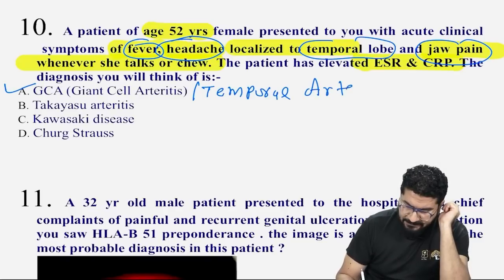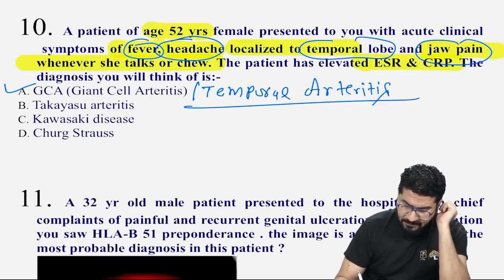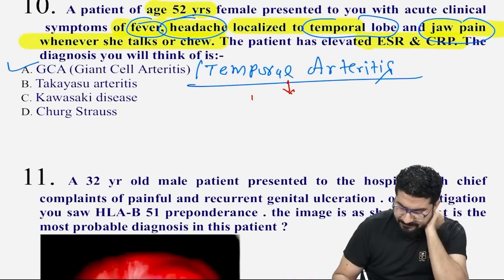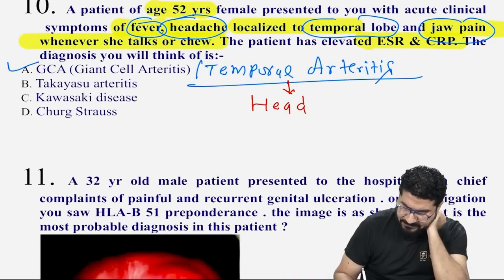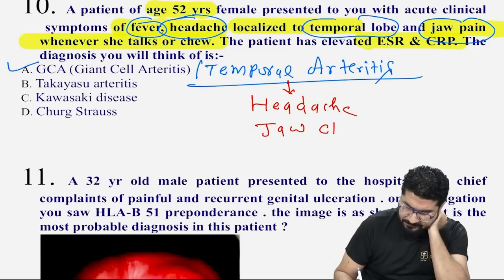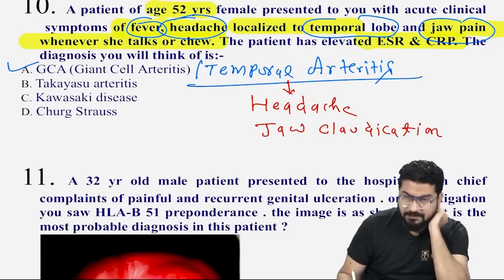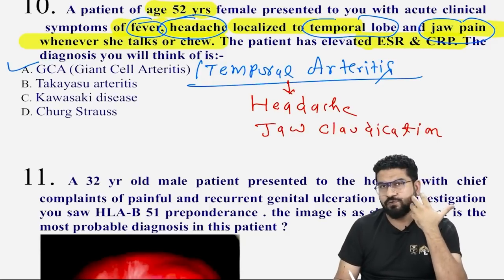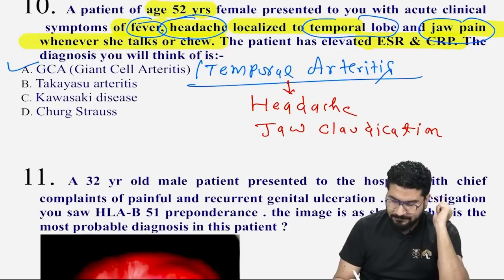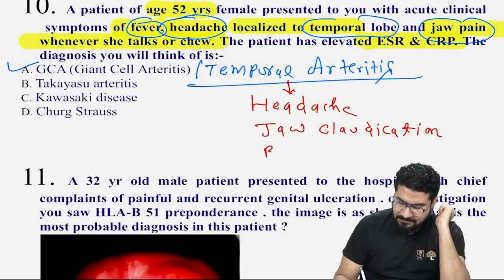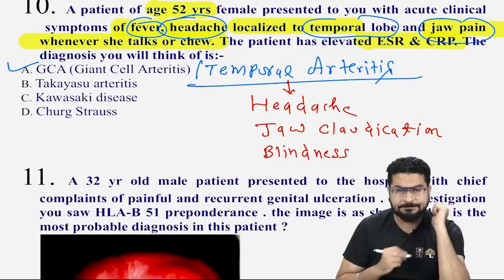Temporal arteritis is also called giant cell arteritis. Remember, here the patient will complain of headache, which is the most common symptom you can see. Then the patient can develop jaw claudication or jaw pain, so pain during mastication, during chewing, and sometimes facial pain during smiling also. Remember, the most dreaded complication is the risk of blindness.